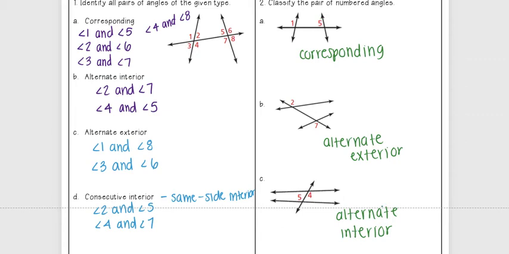The next one you should have gotten alternate exterior. I see they were on opposite sides of this transversal, but they're also on the outside of the two lines. And then this last one, alternate interior, I see they're opposite sides of the transversal, but they're inside the two lines.